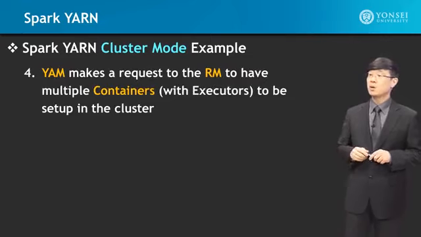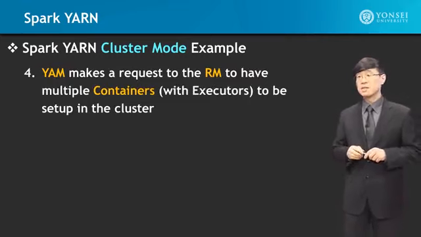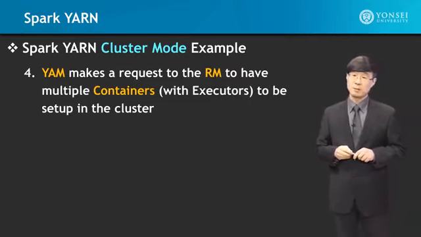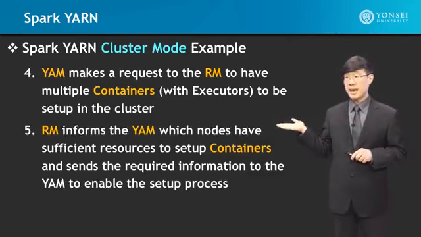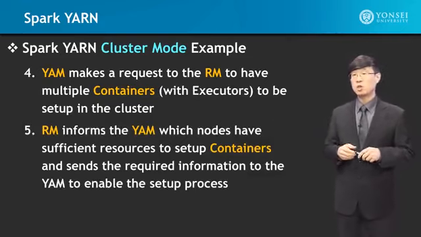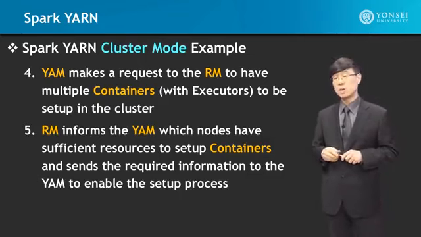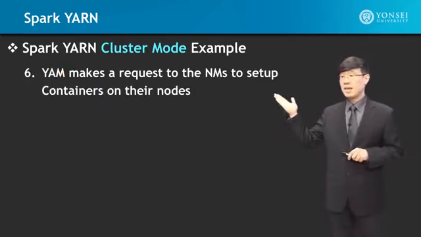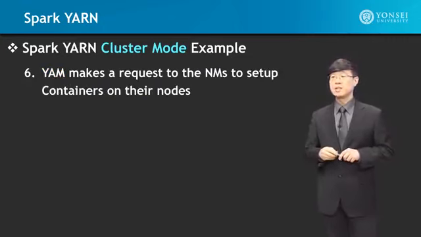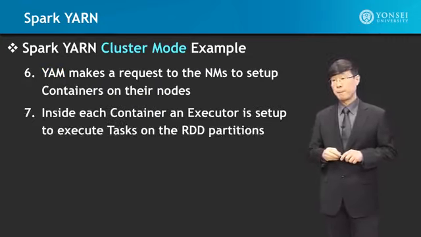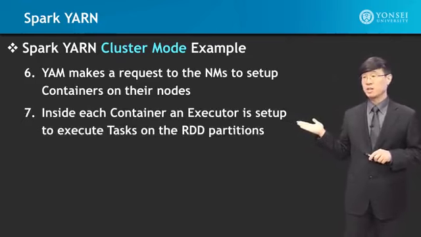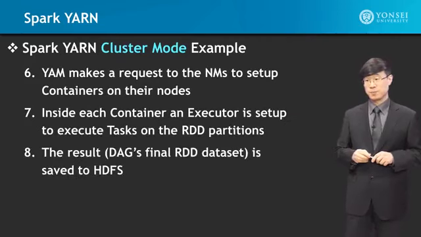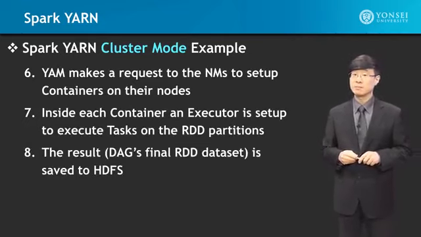The YAM makes a request to the RM, the YRM, to have multiple containers with executors set up to work in the cluster. The RM informs the YAM which nodes will be sufficient to open new containers and execute your operation. Then the YAM makes a request to the NMs to set up containers on their nodes. Inside each Yarn container, an executor is set up to execute tasks on the RDD partitions. The result is saved to HDFS or to Cassandra or to something else.